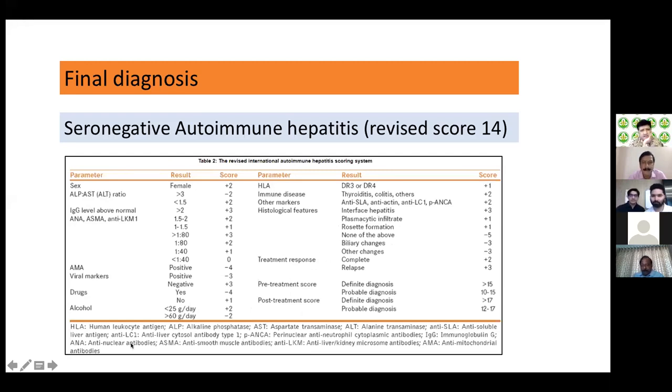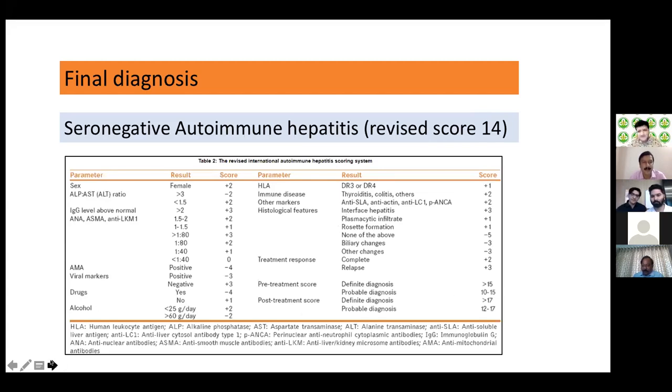So what would be the revised score in this girl? Whatever parameters we had, the score was coming out to be 14, and it is probable. So it is still probable. Finally, I think it is probable. Aman, so would you like to treat her as AIH, or how would you like to treat her, or what will you do now? I think let's go on to the final leg of our discussion.